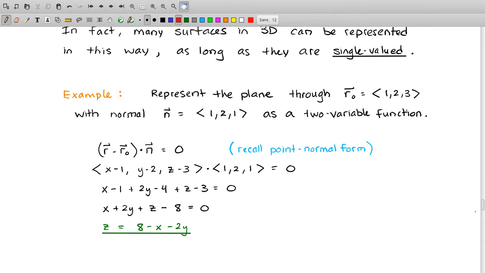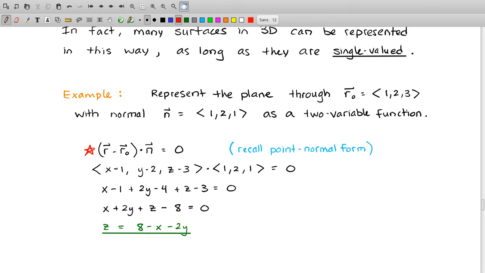Many planes, not all, but many planes can be thought of as two-variable functions. Here's a very simple example. Going back to last section, take a plane through the point r0 = (1, 2, 3) with normal (1, 2, 1), and write it down as a two-variable function. So we remember point-normal form, and again, I don't like to use formulas, so I just remember point-normal form. r is the vector (x, y, z), r0 is (1, 2, 3), and the normal is (1, 2, 1). So I get (x minus 1, y minus 2, z minus 3) dotted with (1, 2, 1).